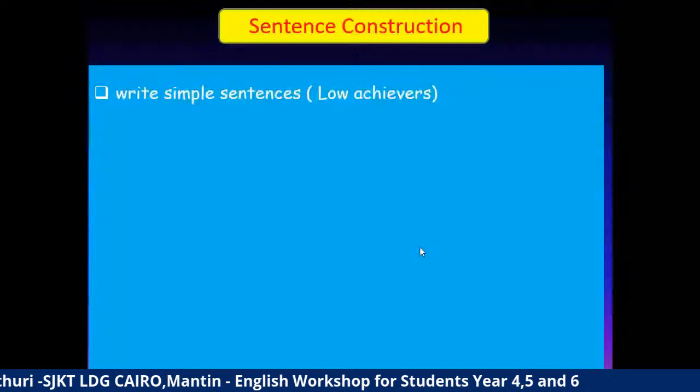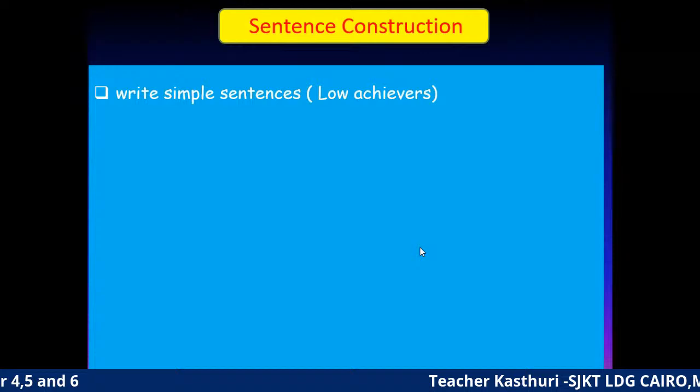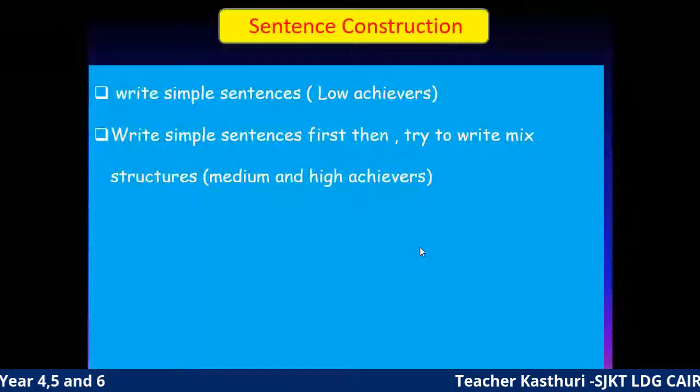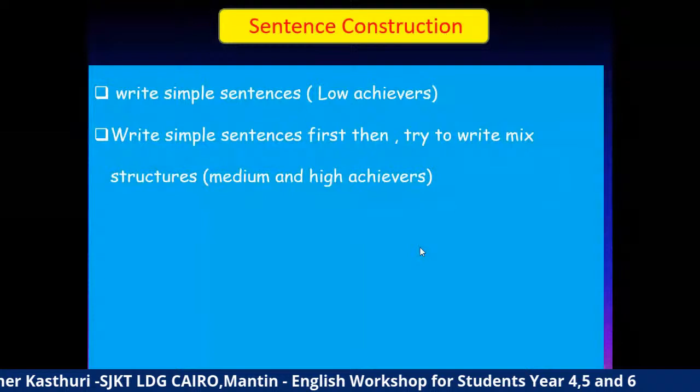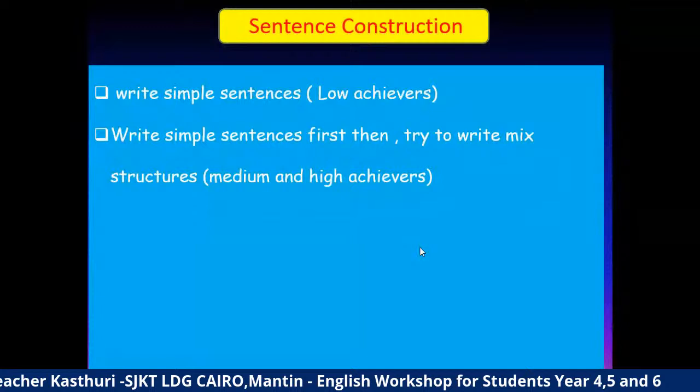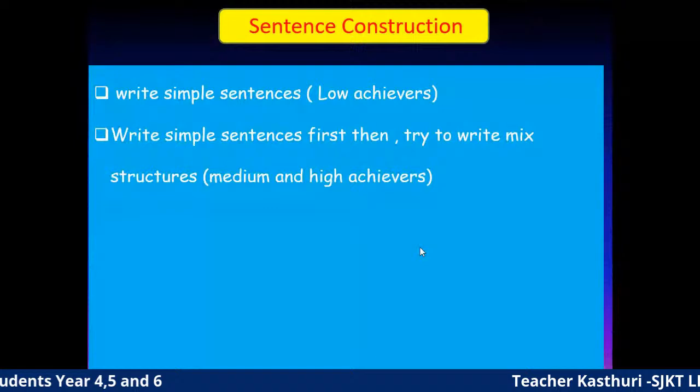Okay, for low achievers, try to write simple sentences to avoid mistakes. Simple sentences means very simple, only subject and predicate. Second, write simple sentences first, then try to write mixed structures. This is for medium and high achievers. If you're already good in simple sentences, you have to move on. Write mixed structure. That means you can enrich your sentences using conjunctions, adjectives, adverbs. So your sentences will be interesting.